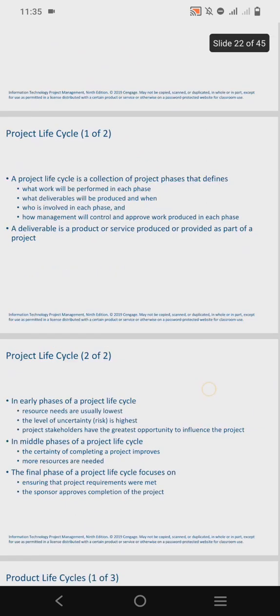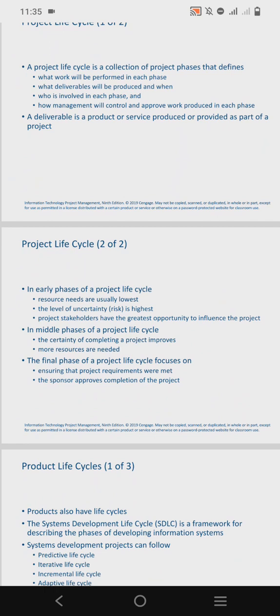Now, in the early phases of a project lifecycle, the resources that are needed are usually the lowest, and the level of uncertainty during this phase is the highest. The project stakeholders have the greatest opportunity to influence the project at this early phase. In the middle phase, the certainty of completing the project improves, and of course more resources become needed. In the final phase, there is a focus on making sure that the project requirements were met and that the sponsor of the project approves completion of the project.